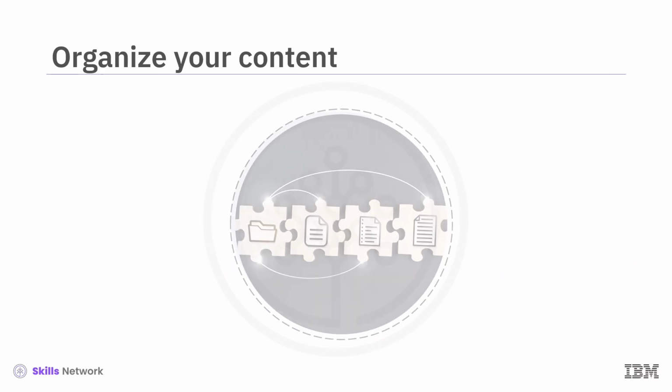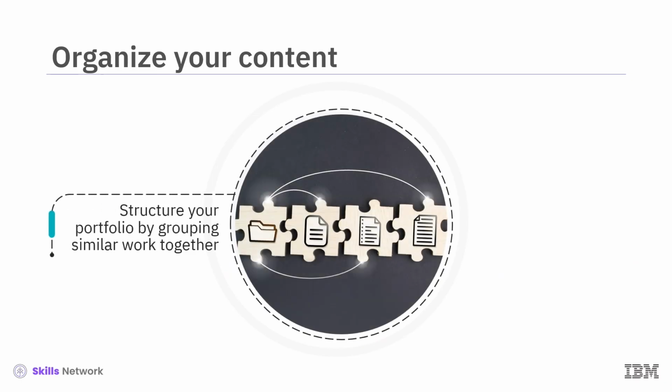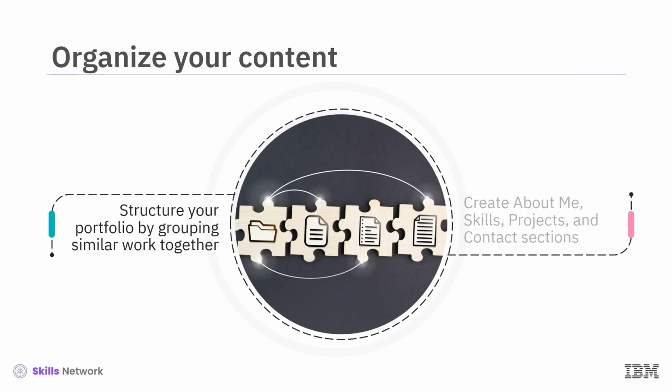The third step in portfolio development is to organize your content. Here, you decide how you want to structure your portfolio. You can group similar work products together. You can also organize the work products logically, such that they best represent you with respect to your goal. Typical selections of this step are About Me, Skills, Projects, and Contact Information.